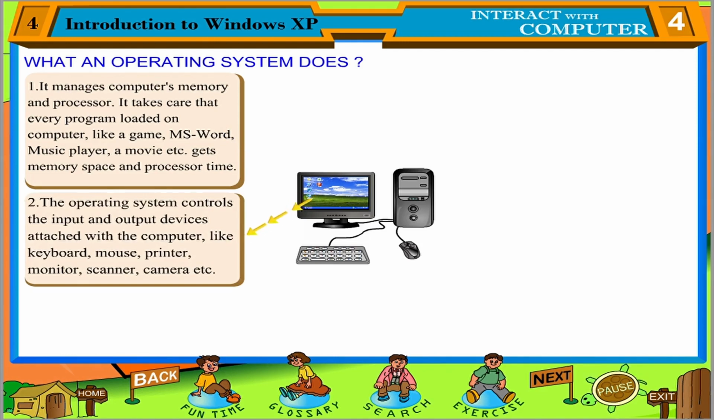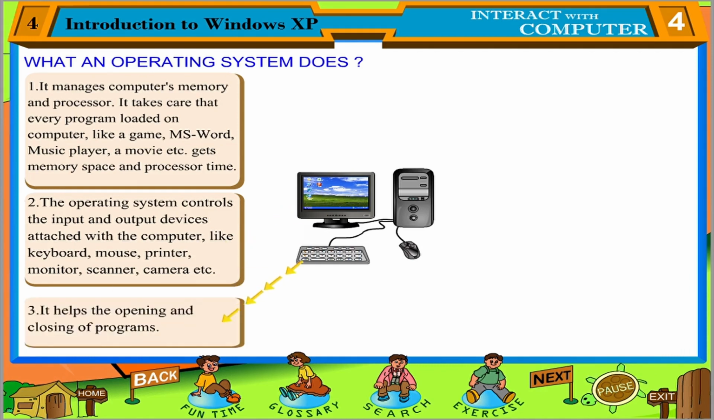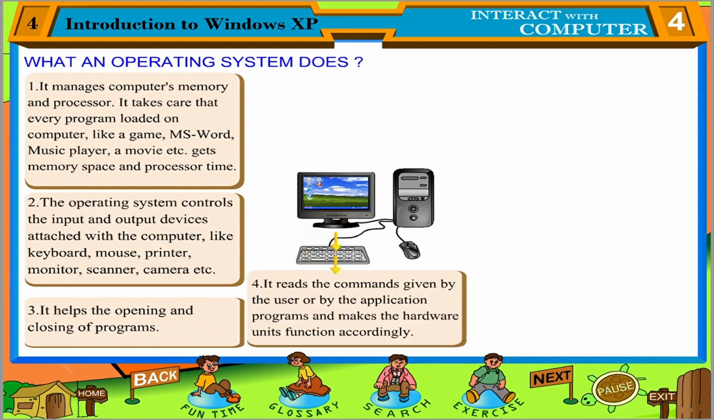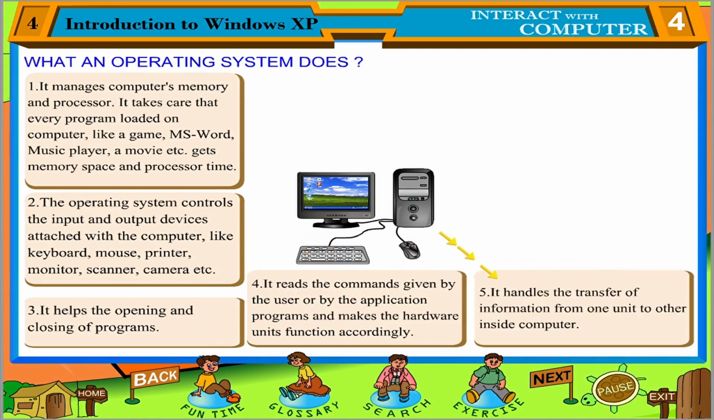The operating system controls the input and output devices attached to the computer, like keyboard, mouse, printer, monitor, scanner, camera, etc. It helps the opening and closing of programs. It reads the commands given by the user or by the application program and makes the hardware units function accordingly. It handles the transfer of information from one unit to another inside the computer.